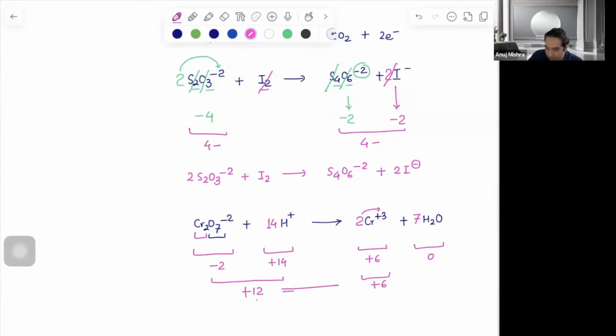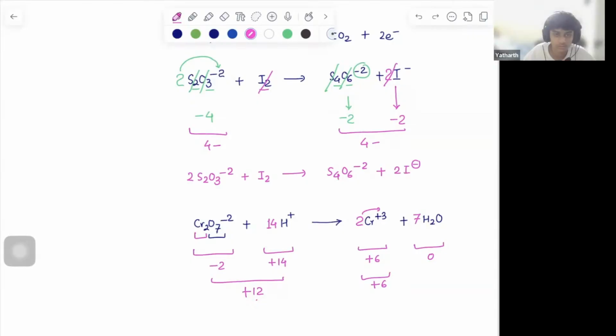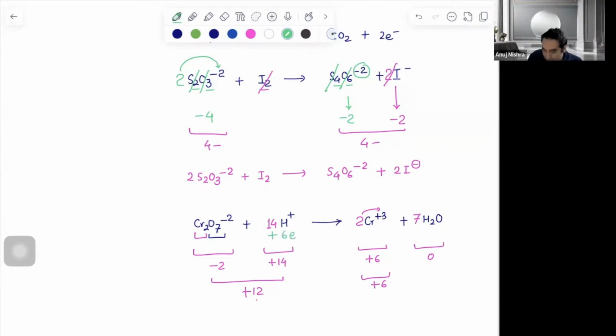How to equate these two things? We have to put electrons in such a way that these two things are balanced. So how many electrons shall we add? Is it 12 or 6? 6. Can we say we can add 6 electrons? If you add 6 electrons, 6 negative will make it also 6, and both side charges will also be equal. Is it clear now?